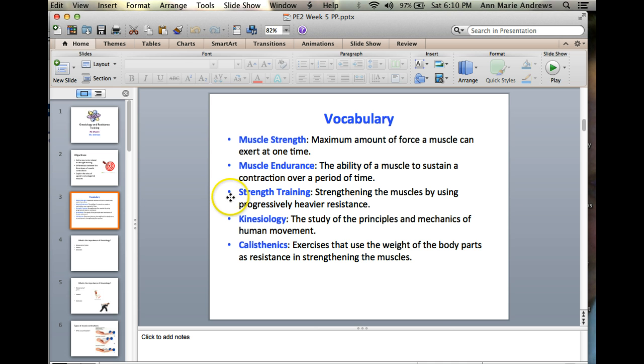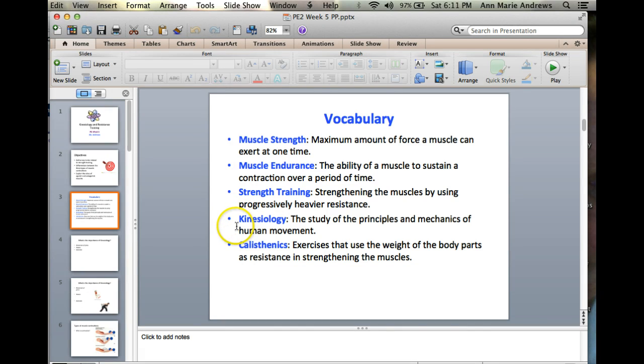And then strength training is strengthening the muscles by using progressively heavier resistance. Okay, that's what strength training is. So it's like going into a weight room and lifting weights. Say you're doing a 10-pound curl, and every time you're getting stronger and stronger. So then you're going to go up to 12 pounds, 15 pounds, progressively getting stronger using more resistance.